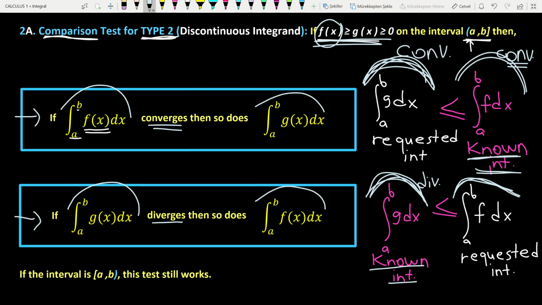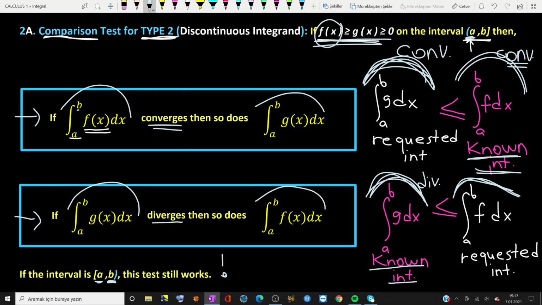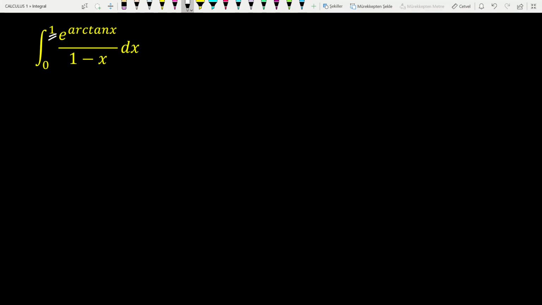Let's try to understand these cases by some examples. But before starting examples, we have a nice note here. As you see, in this case, the functions are not continuous at the point A. This test still works even if they are not continuous at the point B instead of A. The number 1, the endpoint 1, makes the denominator 0 and also makes the integrand undefined. This is why this type is called second type improper integral.